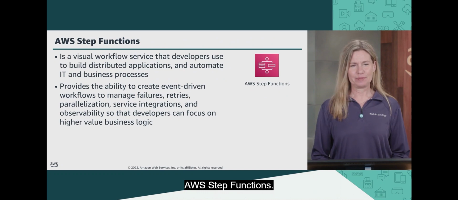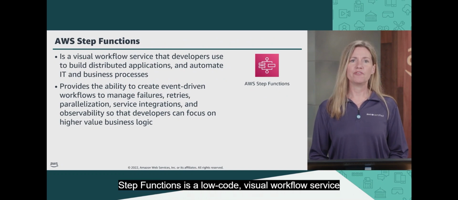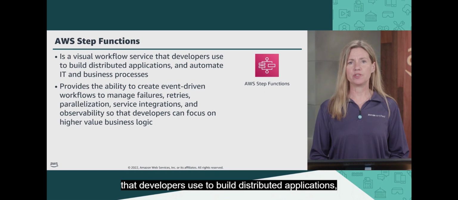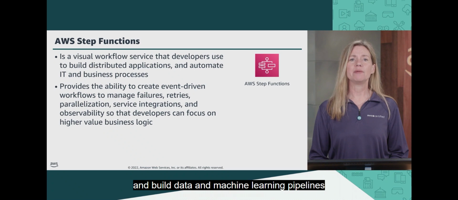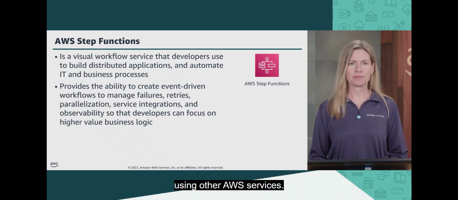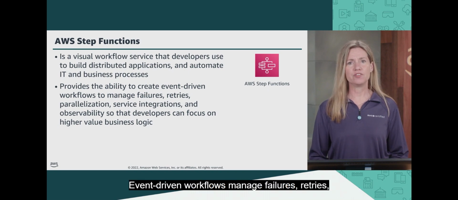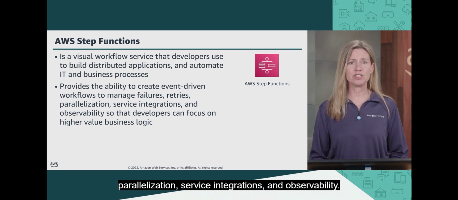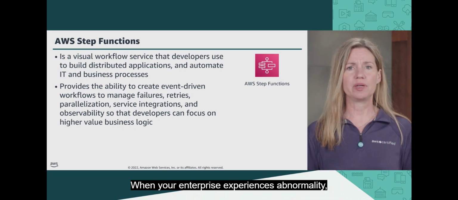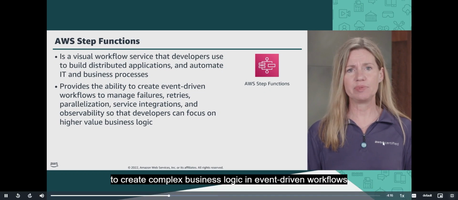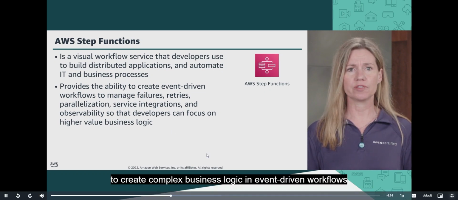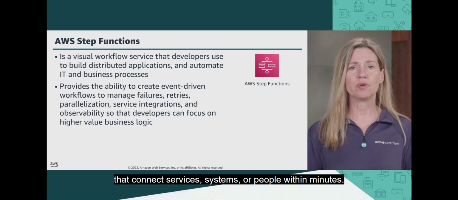AWS Step Functions. Step Functions is a low-code visual workflow service that developers use to build distributed applications, automate IT and business processes, and build data and machine learning pipelines using other AWS services. Event-driven workflows manage failures, retries, parallelization, service integrations, and observability. When your enterprise experiences abnormality, implementing step functions can help you to create complex business logic in event-driven workflows that connect services, systems, or people within minutes.